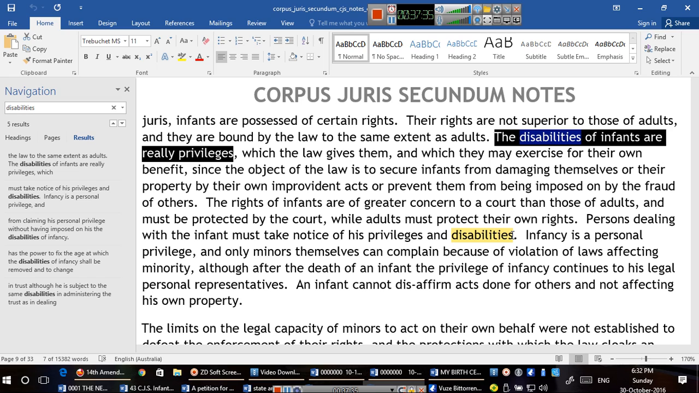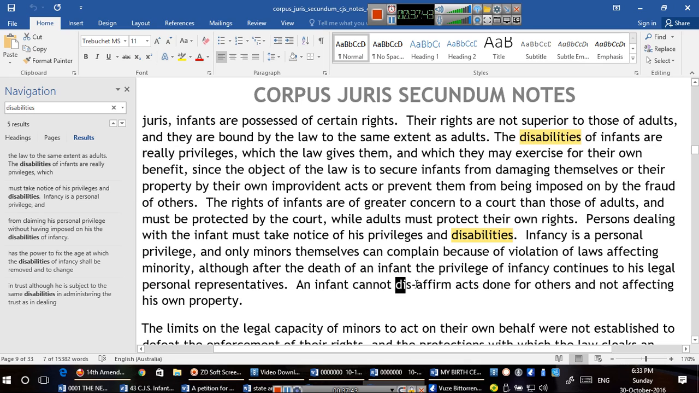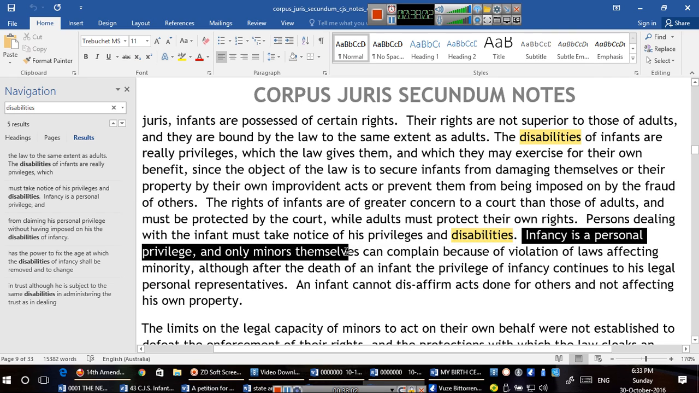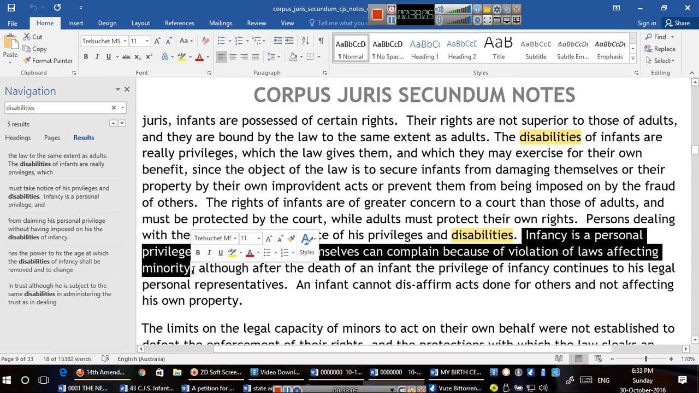So, we're going to talk about why the disabilities are important for you to know about, and why you must put something about disaffirmance in your paperwork. We're going to talk about that, okay? Infancy is a personal privilege. Ladies and gentlemen, infancy is a personal privilege and only minors themselves can complain because of the violation of law affecting their minority. Although after the death of an infant, the privilege of infancy continues to his legal personal representative.